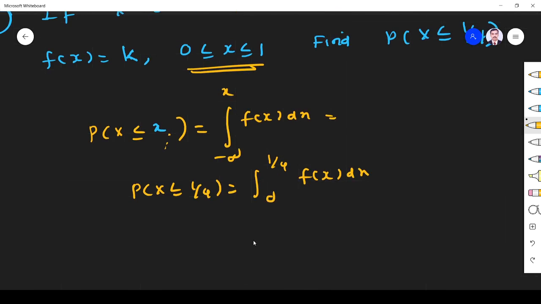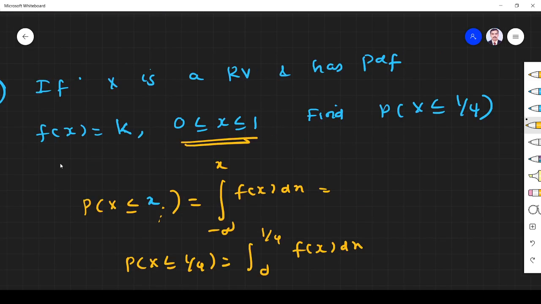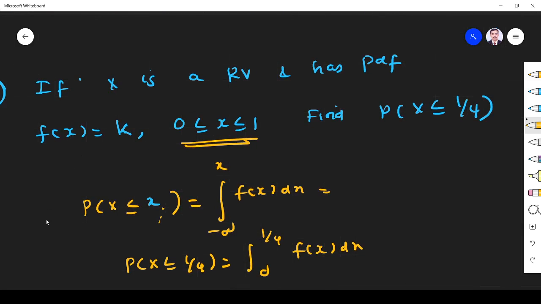They have given f of x value, so 0 to 1 by 4, f of x is k, k dx. But I don't know what is k value, right? So I have to find k value. So how to find k value? It is a continuous random variable with f of x equal to k.